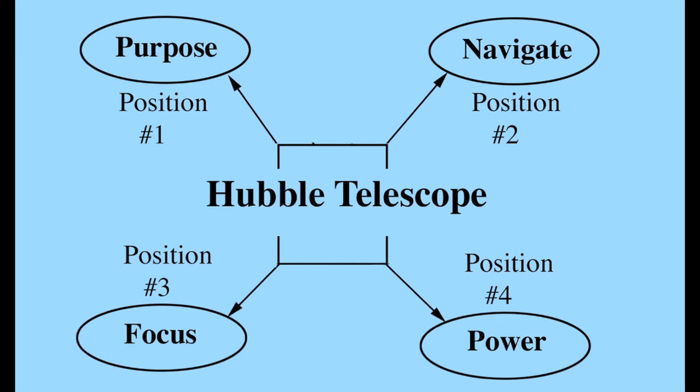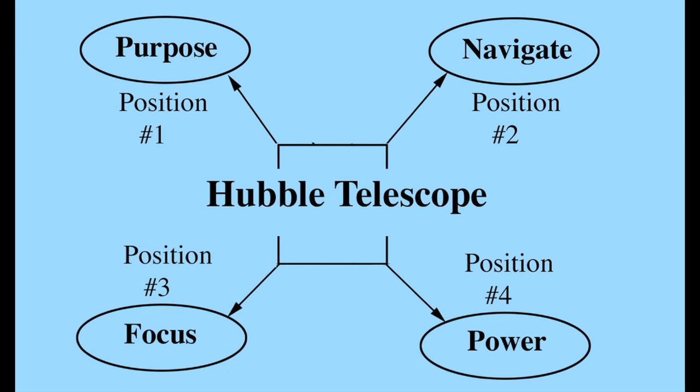We have 4 positions for the Hubble telescope. The purpose of the telescope: launch outside the Earth's atmosphere to look into space. Position 2: how are we going to navigate this telescope? Through computers or satellites or things like this. Position 3 is how we're going to focus this thing to look light years away. And position 4 is how we're going to power it. So nuclear power or solar power or some other type of power that we could use here. These are the 4 positions that I thought might have been useful.